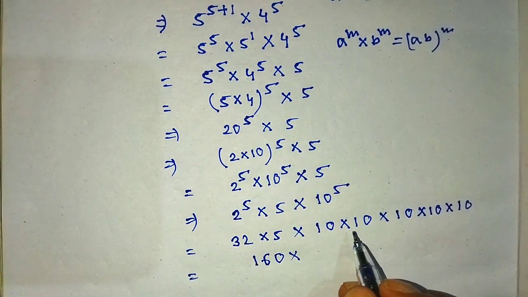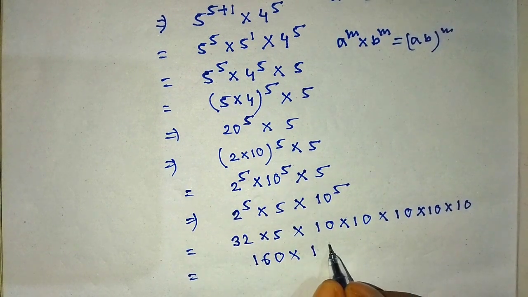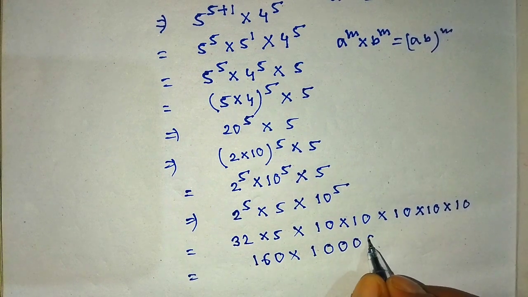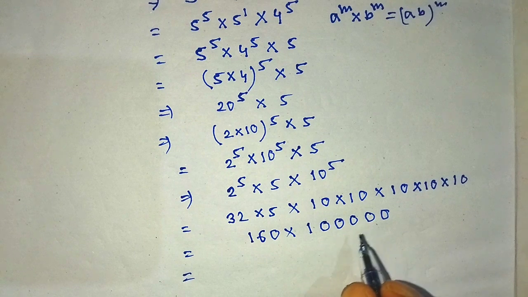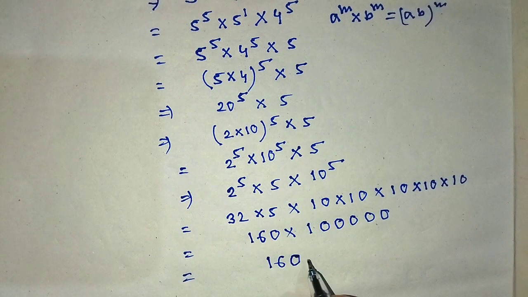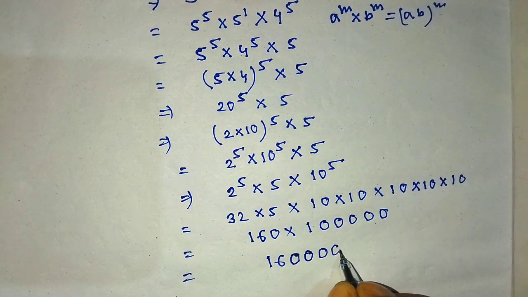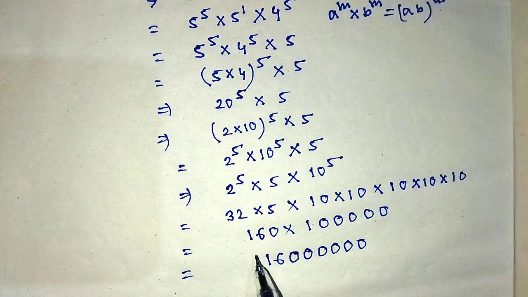Into, if you multiply 10 five times, then you get 1 and after 1 we have to write 5 times 0. Okay. So after that we have to multiply 1 lakh with 160, then you get 16 and 6 times we have to take 0. Okay student. So this is our final answer.